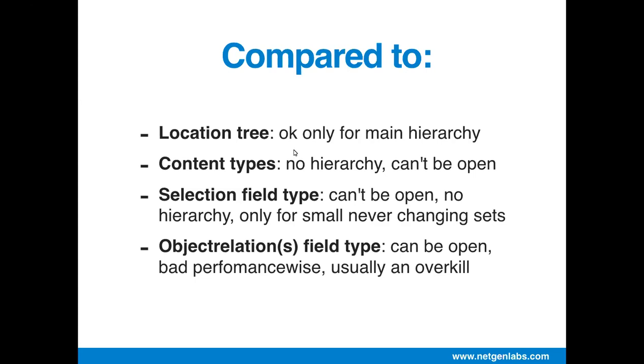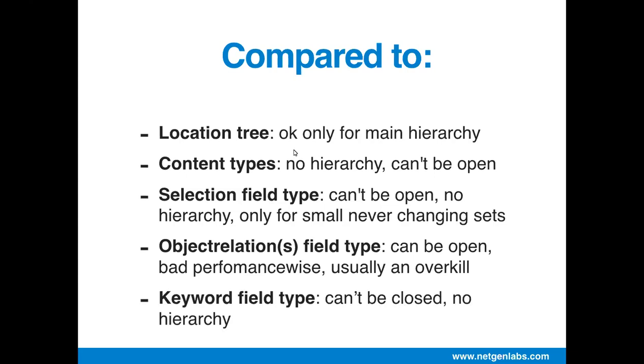They can be open. Editors can add more classification, but it's usually an overkill in those cases, because you create a full-blown Ibexa object just to have one word. That's quite an overkill. So usually object relation is not really good for tagging or classification. And there's also the keyword field type, which prior to Ibexa Tags was the default one for tagging, but it cannot be closed. There is no hierarchy, etc.